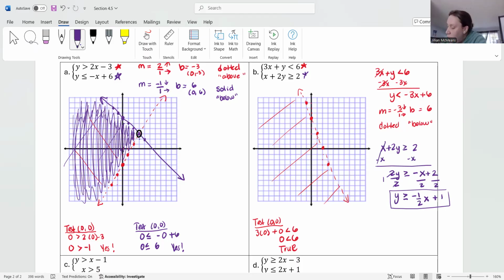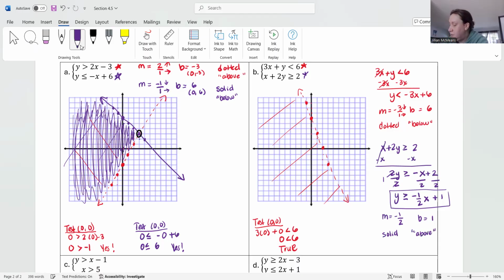Okay? So once you solve for y, the coefficient of x is your slope. So our slope is negative 1/2. The constant is your y-intercept. So my y-intercept is positive 1. I do not have a strict inequality. I have an or equals to inequality. So I want to connect my points with a solid line. And after solving for y, we have y is greater than, think greater than for shading above. But we'll test a point.